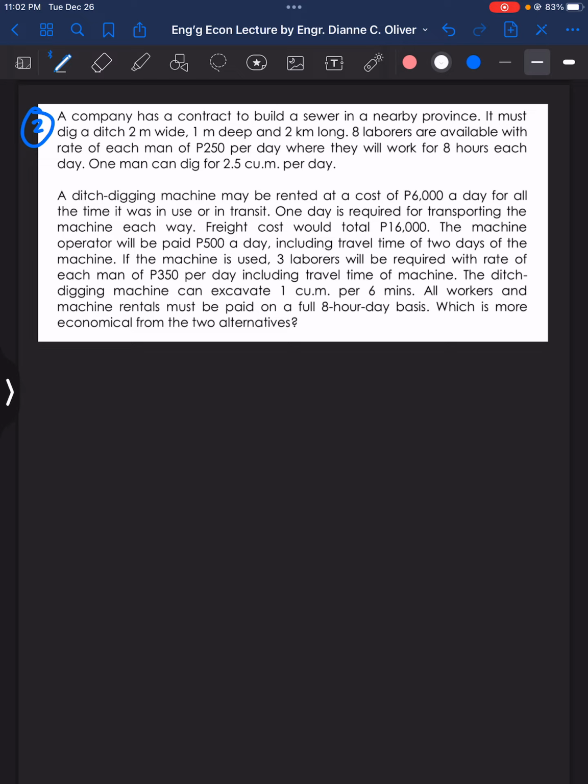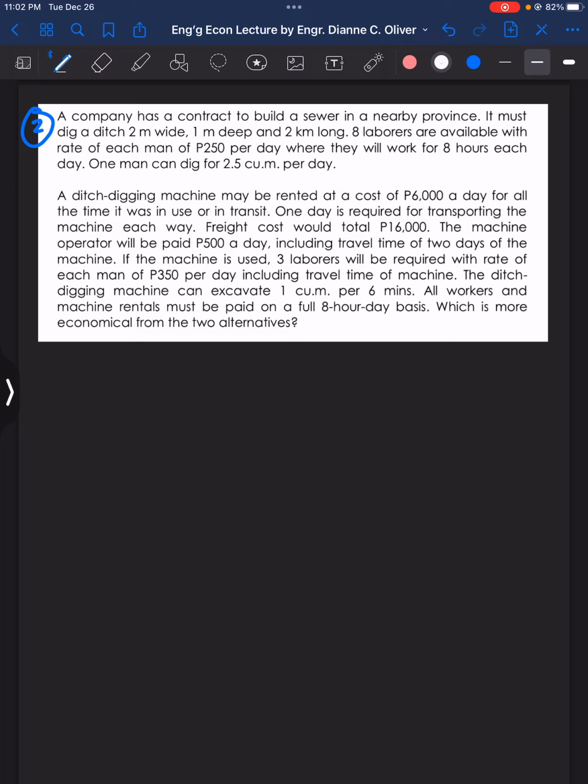Freight costs would total 16,000 pesos. The machine operator will be paid 500 pesos a day, including travel time of 2 days of the machine. If the machine is used, 3 laborers will be required with rate of each man of 350 pesos per day, including travel time of machine. The ditch digging machine can excavate 1 cubic meter per 6 minutes. All workers and machine rentals must be paid on a full 8-hour day basis. Which is more economical from the 2 alternatives?